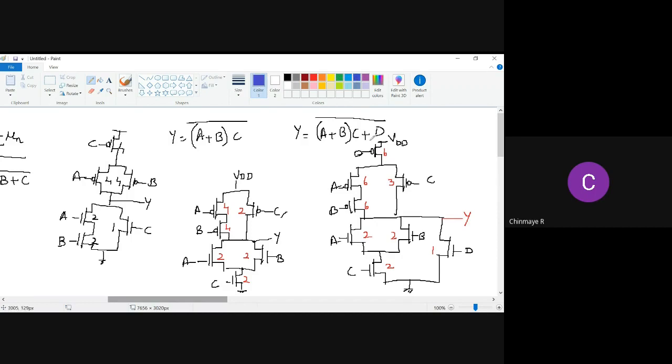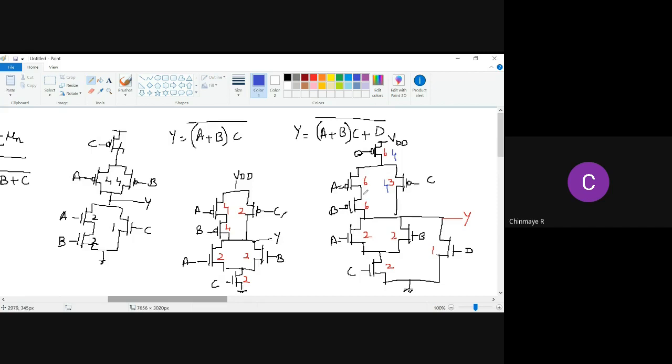Now, if you consider this branch first, you will basically size this as 4 and 4, right? So that the resistance offered by this is R by 2 and the resistance offered by this is R by 2. So that the effective resistance is R by 2 in series, effective resistance is R. So now this is R by 2.